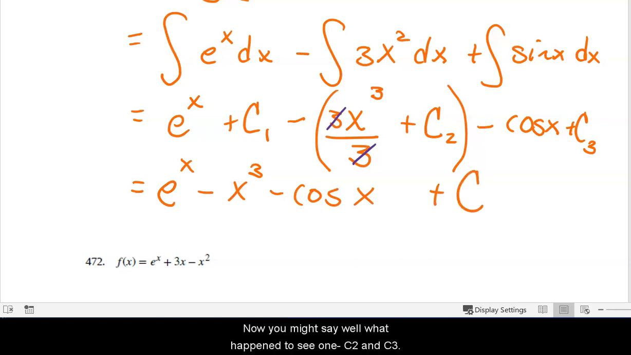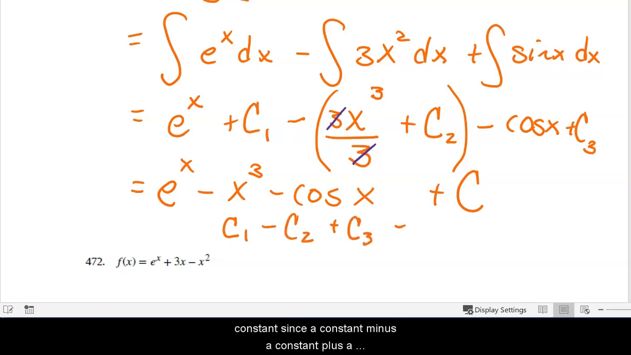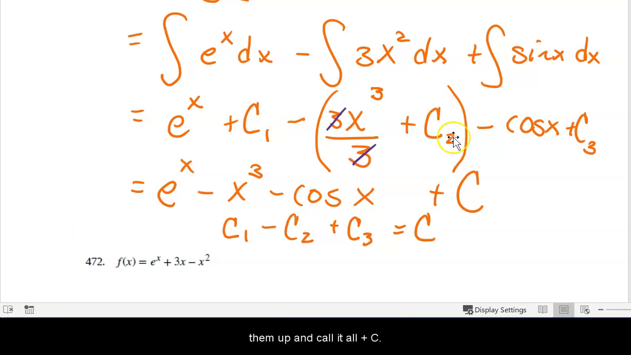Now you may say, well, what happened to c1, negative c2, and c3? Well, if you have c1 minus c2 plus c3, isn't that still just a constant? Since a constant minus a constant plus a constant is a constant, we can roll them all together and ball them up and call it all plus c. This is very typical to do, and we do it a lot in both calculus and differential equations.